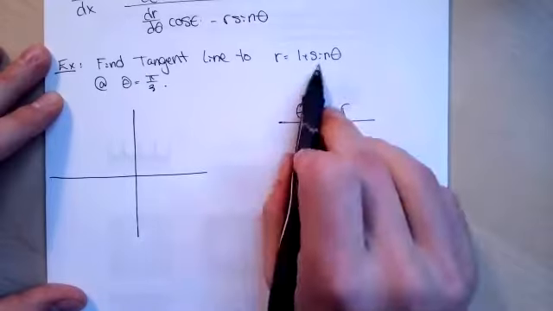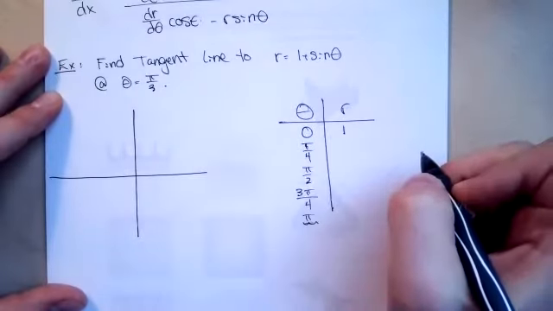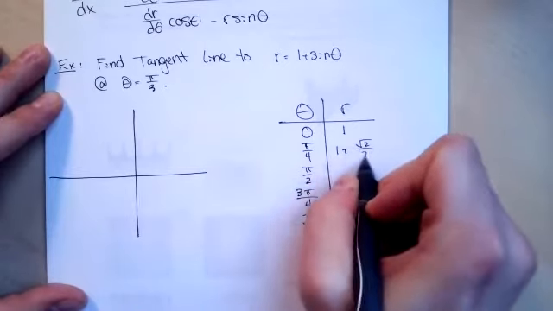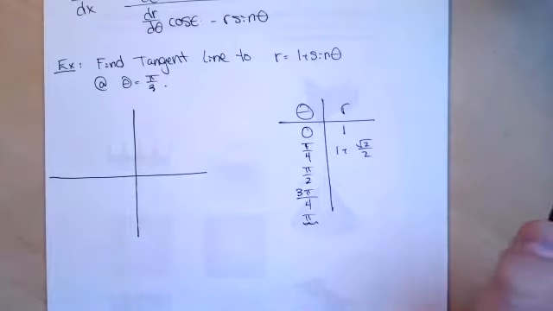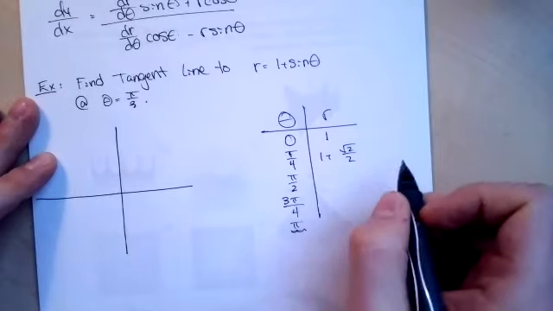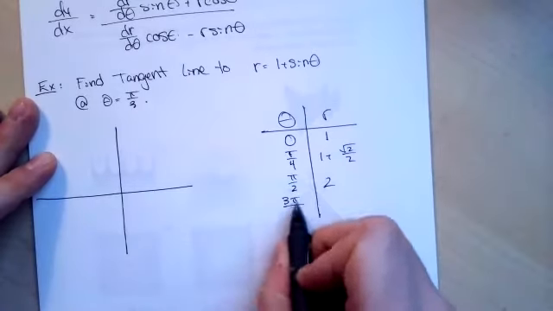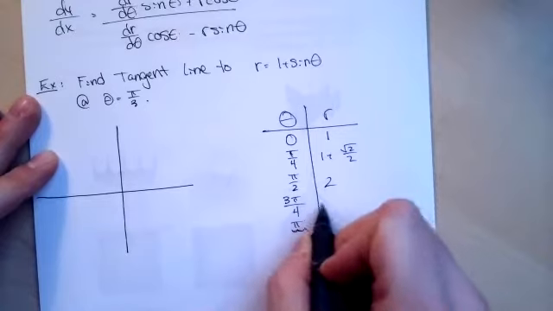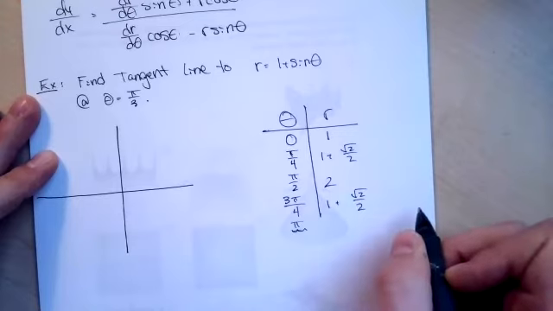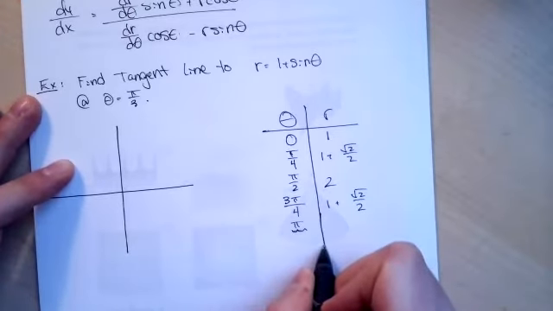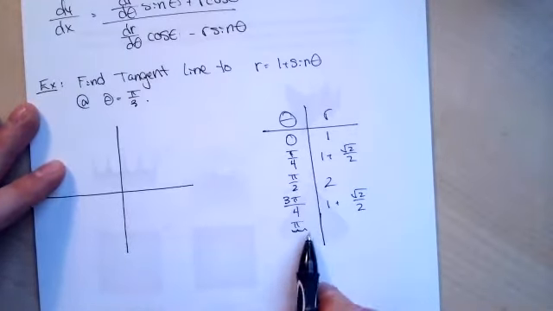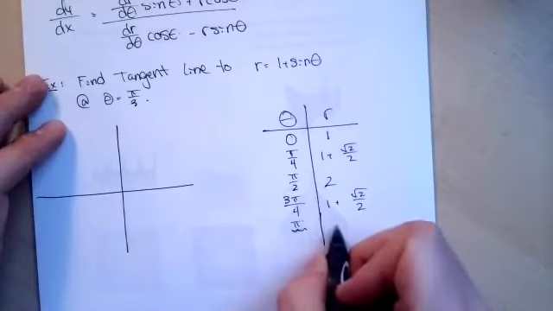So theta is 0, we plug in 0, r is 1. At pi over 4, we're going to have 1 plus square root 2 over 2. Kind of a wonky number, but it is what it is, we'll leave it like that for now. Pi over 2 is going to give us 2. 3 pi over 4 is again going to give us 1 plus square root of 2 over 2. And then at pi, sine of pi is 0, so we would be back at 1.